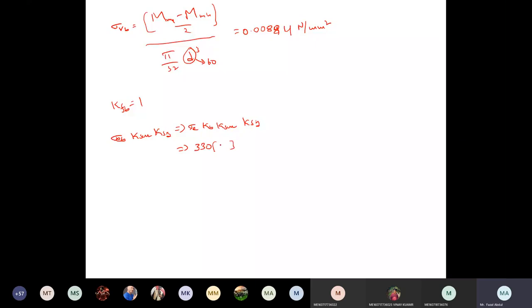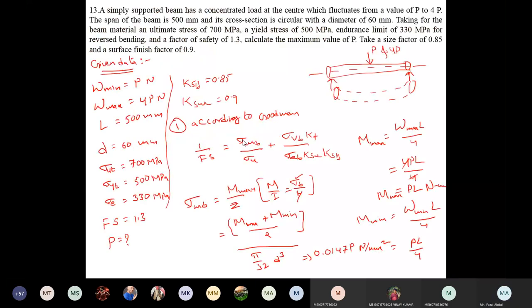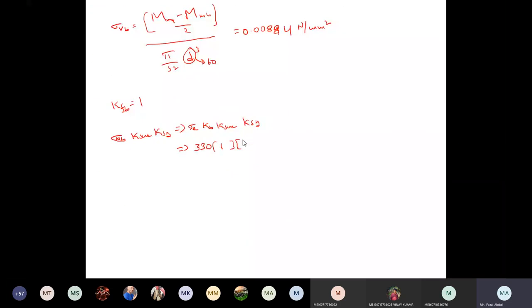KB value, how much is it given? And surface value, how much? Surface value 0.9. Size value 0.85. So how much is this one? Tell me. 237.6, sir. 237.6 megapascal or Newton per mm square.